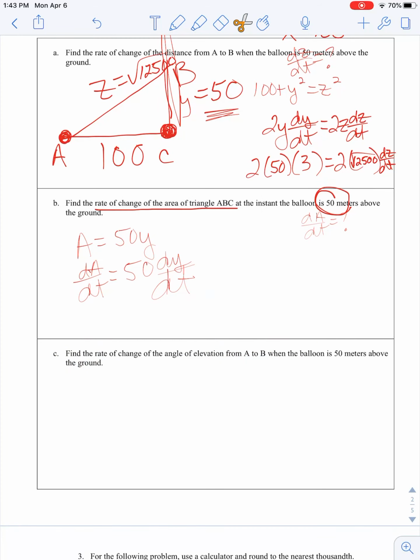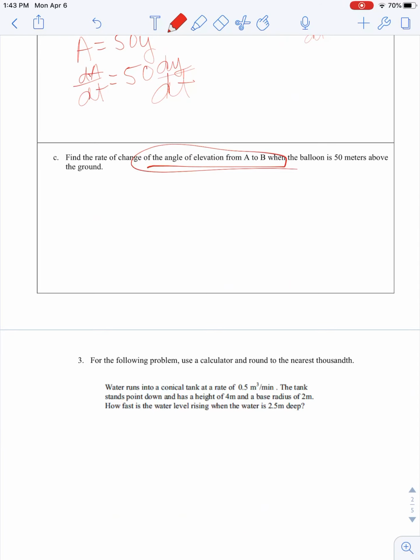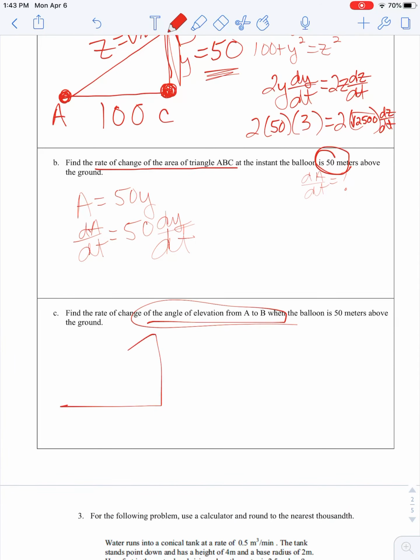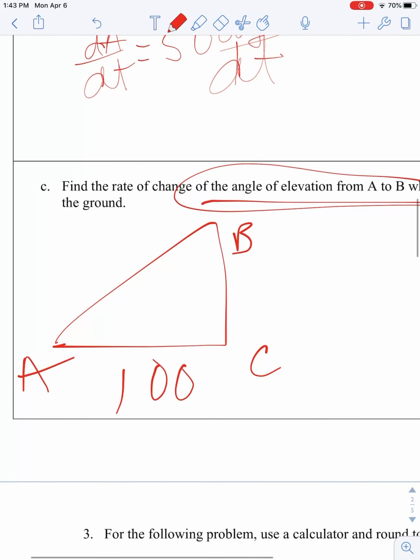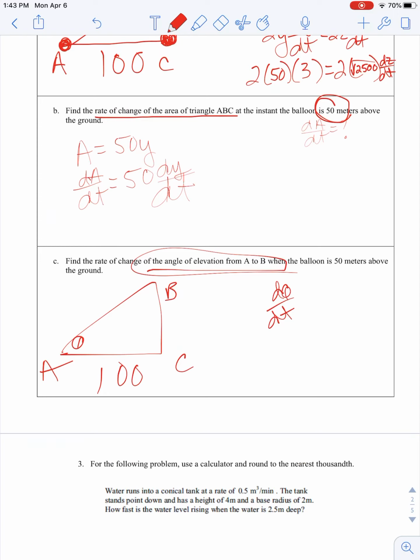Letter C, find the rate of change of the angle of elevation. So let me redraw the triangle down here. If I just redraw this triangle, this is A, B, C, this is 100. Angle of elevation from A to B, it's that angle right there. I have to find d theta/dt. Well, how am I going to get an angle? How am I going to bring in an equation if I have a right triangle?